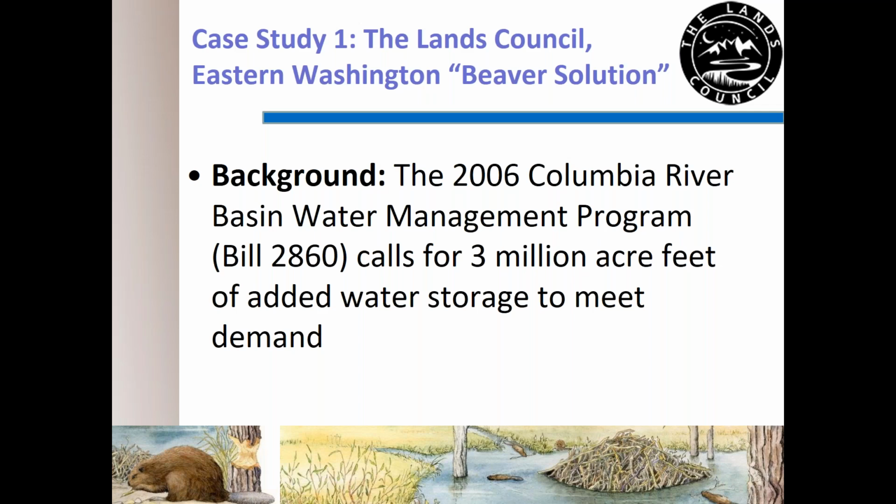The first case study I want to discuss is from Eastern Washington, where the Lands Council is working hard to promote and implement its beaver solution approach to address late season regional water scarcity concerns. Eastern Washington is home to about 50,000 beaver, compared to a one-time high of perhaps 5 million. The impetus for the project came out of a 2006 House bill, commonly referred to as the Columbia River Basin Water Management Program. One of the objectives of the program is to provide an additional 3 million acre-feet of water storage in the basin to benefit people, farms, and fish during low flow periods of the year.